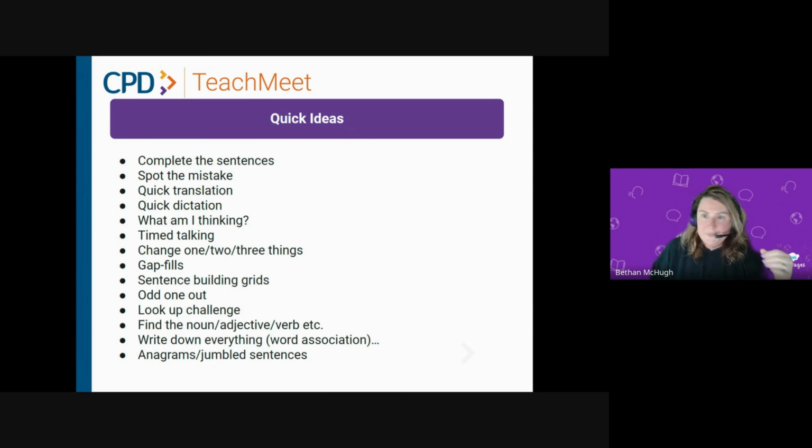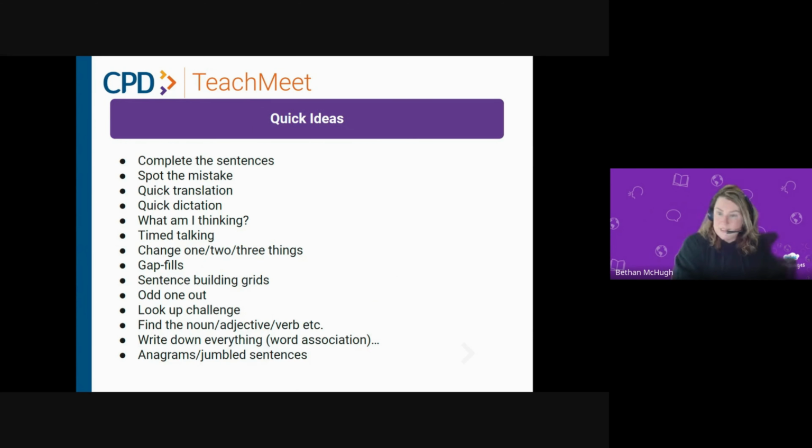Or it could be some sentences, because we're talking about do you want word level or chunking. So you've got some sentences, and it could be, I have 2 brothers, I have 3 sisters, my car is blue. Which is the odd one out? Look-up challenge. This can be great if you're trying to embed dictionary skills, or children have access to something online, some sort of word reference tool, and they can look up a list of vocabulary.